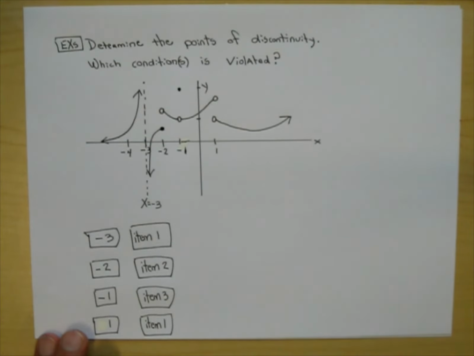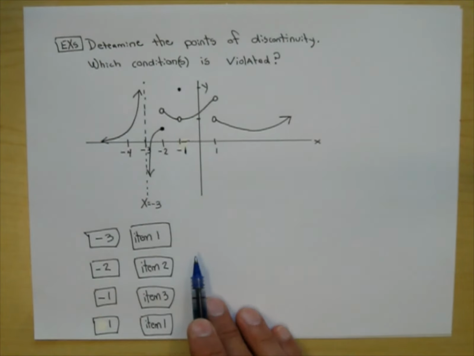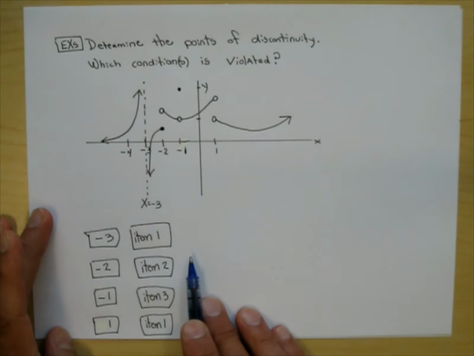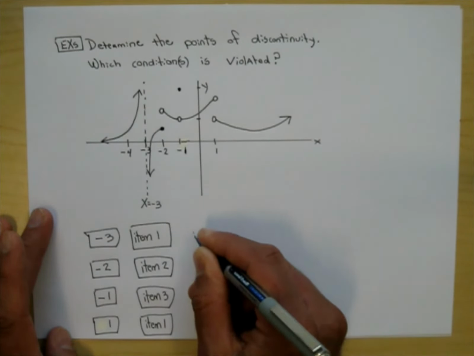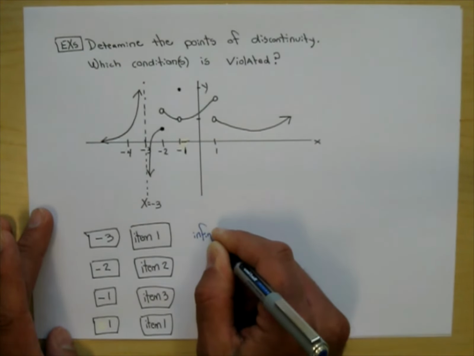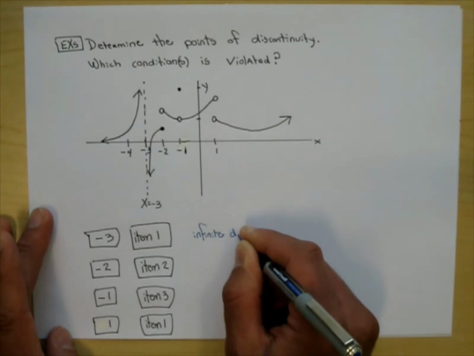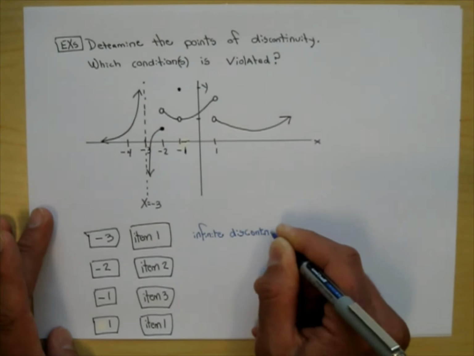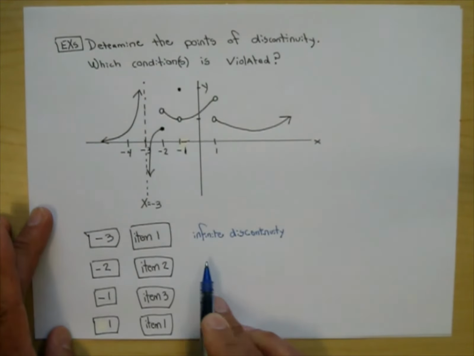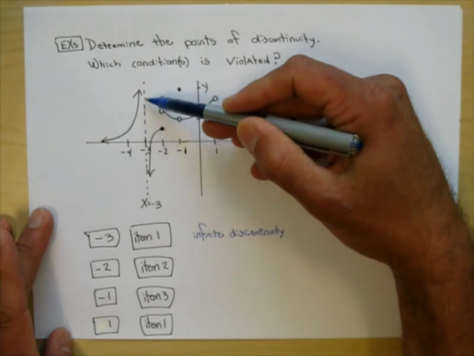Let's take a look at the kinds of discontinuities there are. And I think I should state this even though it's not in the homework or on the test, because it may be stated in a higher math class. There are 3 kinds of discontinuities. The discontinuity at negative 3 is called an infinite discontinuity. Such a long word. Because there is a vertical asymptote there.